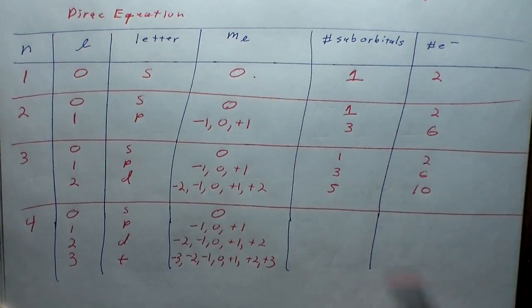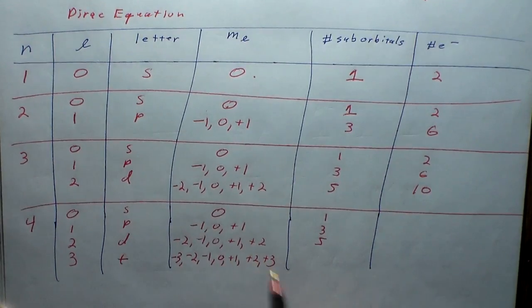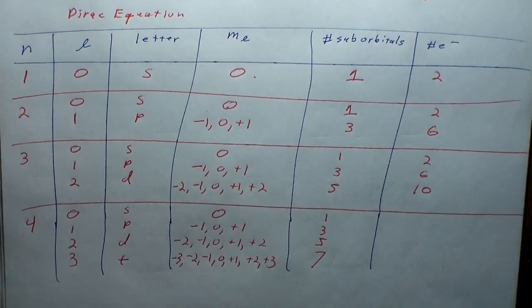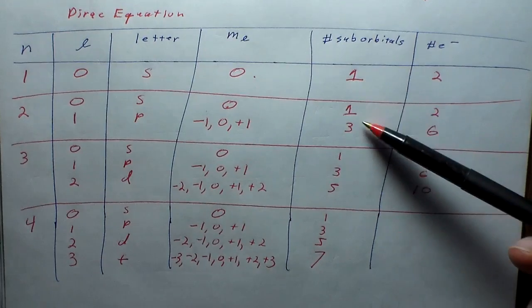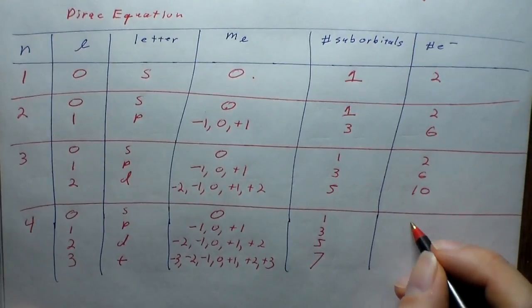My number of suborbitals, same thing here, 1, 3, 5. And now this is going to have 7, right? 1, 2, 3, 4, 5, 6, 7. All right, you should hopefully know the pattern right now. We're going in odd numbers, 1, 3, 5, 7, right? The odd numbers there. And then my number of electrons is just going to double these.